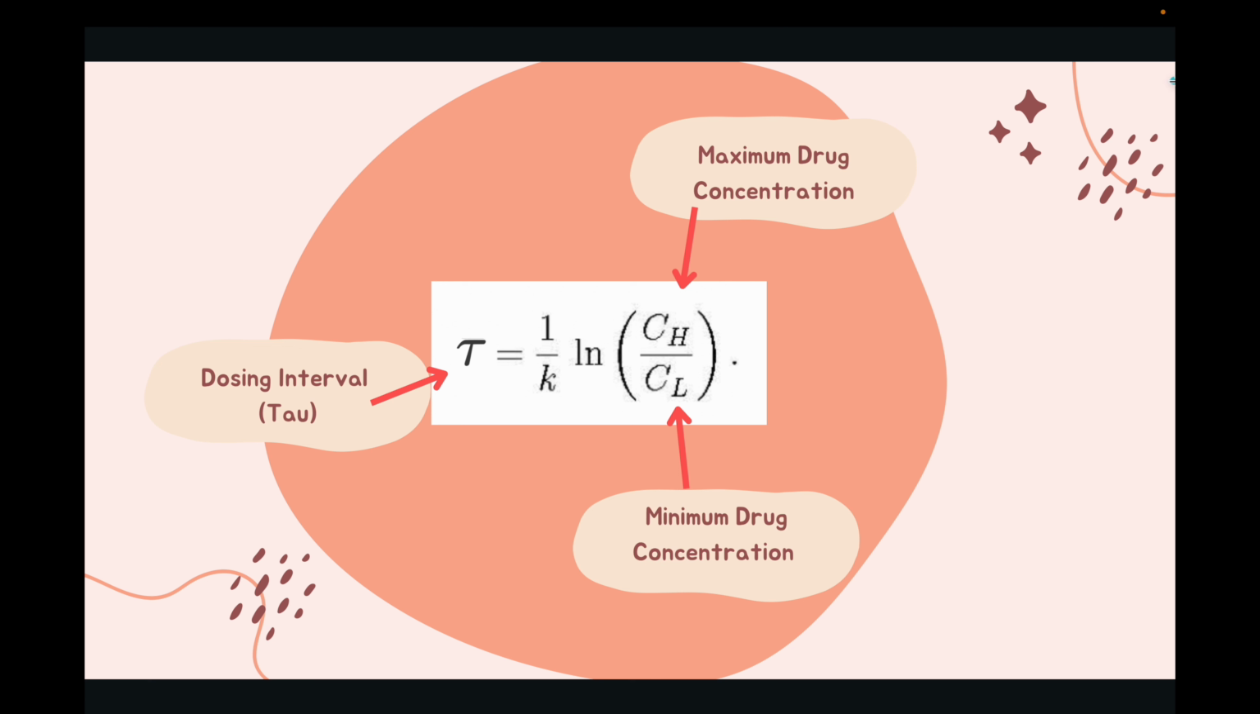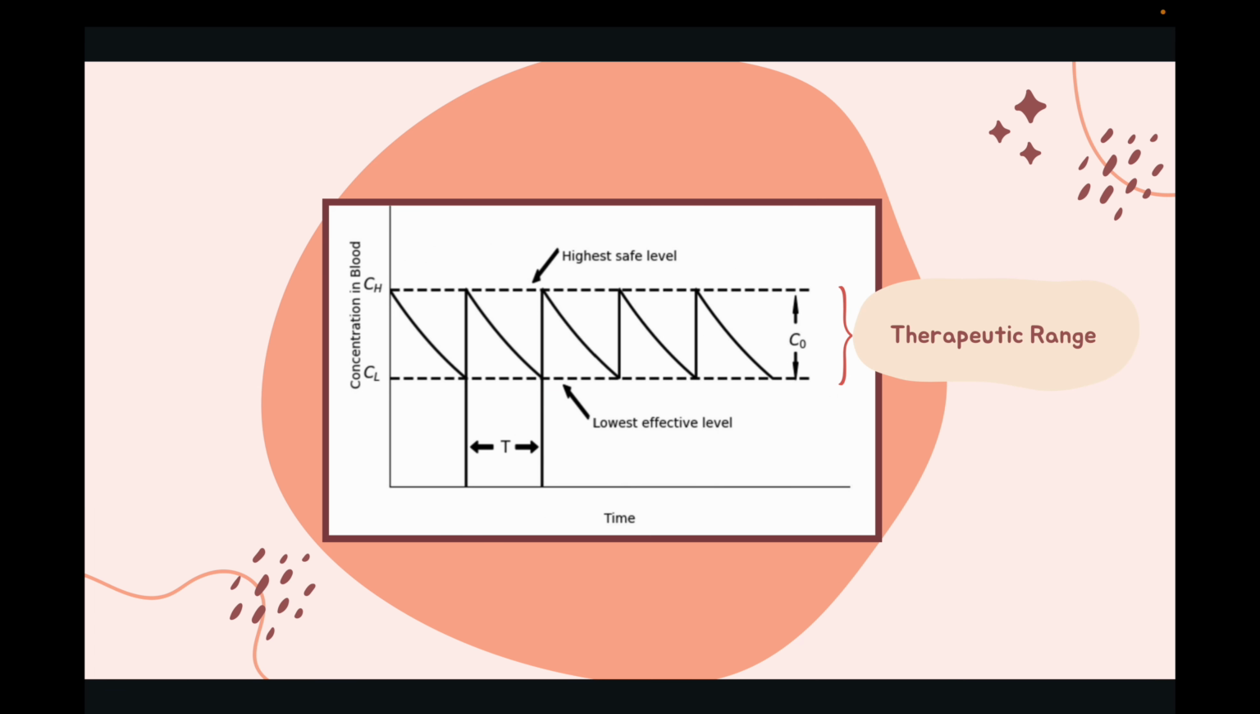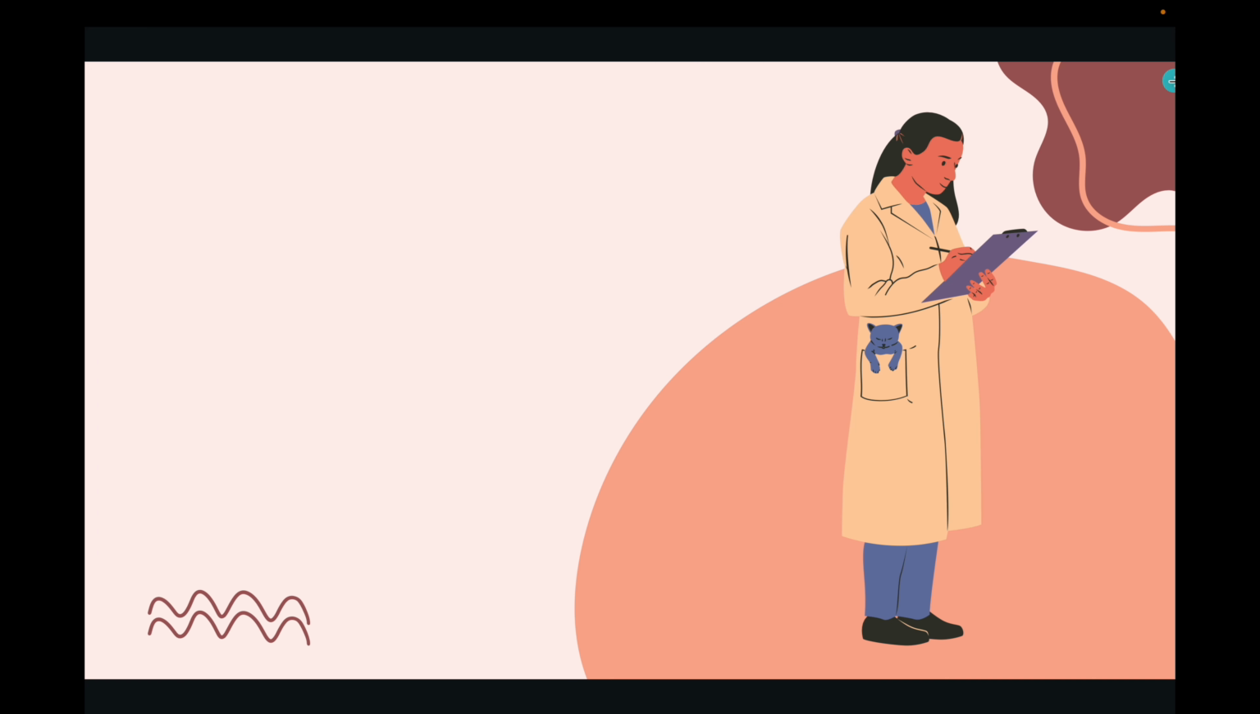Another important part of the steady-state concentration model is the dosing interval, which is the time in between doses that is represented by the Greek letter tau. The equation is given here, where CH and CL represent the highest and lowest concentration of the drug needed in the body in order to still be effective and not dangerous to the animal. If we look back at this graph, we can see that the space in between the peaks of the concentration is the dosing interval.